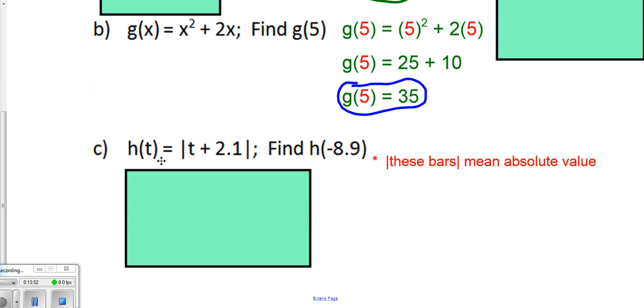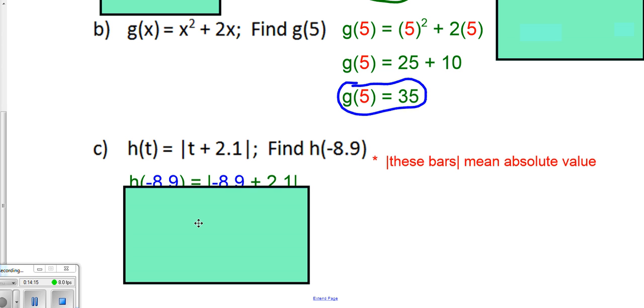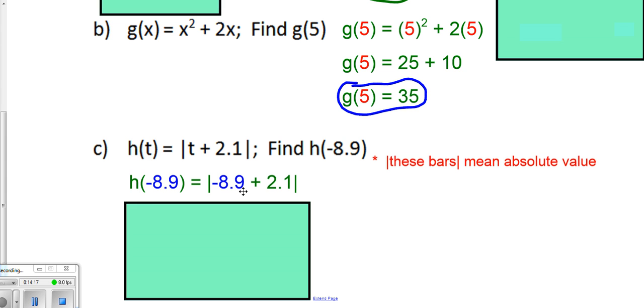Last one then. H of t. Now in this case we don't have x. We're not using x. Our variable that we're using is t. So h of t equals, so these bars mean absolute value, the absolute value of t plus 2.1. And we want to find h of negative 8.9. Well, like before, we're simply just plugging negative 8.9 in for t. So h of negative 8.9 equals absolute value of negative 8.9 plus 2.1.